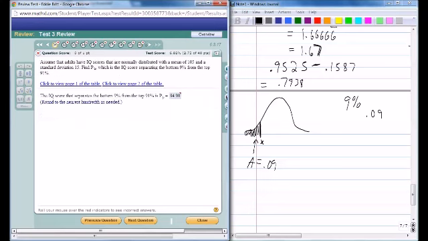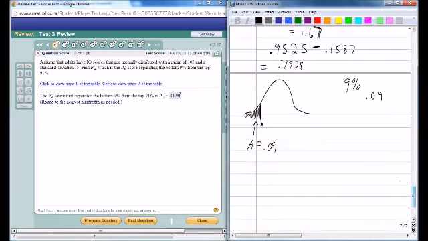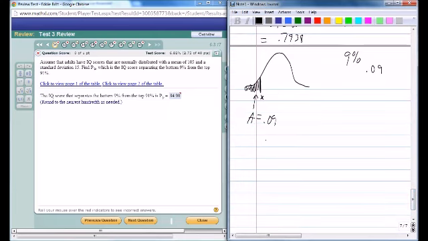Now to figure out that number, I'm going to have to use my z-score formula. Okay, so how would I use that z-score formula? Because the z-score formula is z equals x minus mu over sigma.